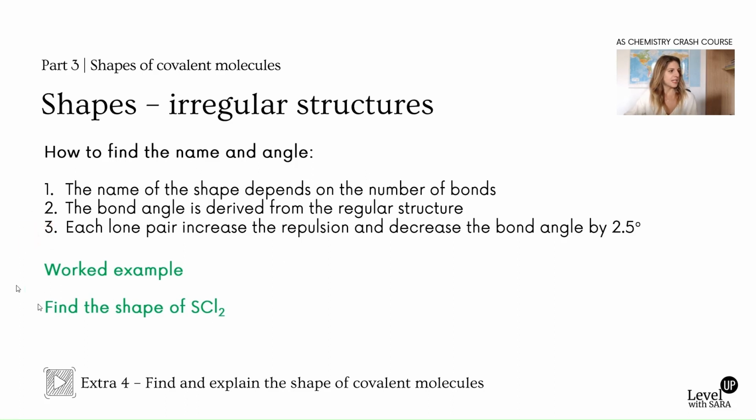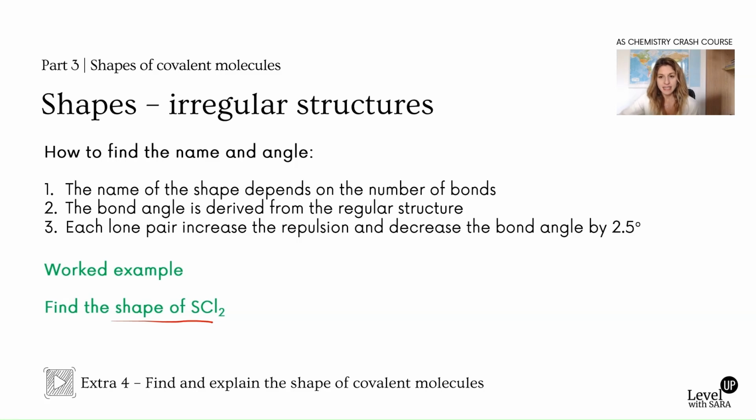Let's do this example together. If you want to give it a go, do that. Otherwise, we'll do it together. If we need to find the shape, I need to know how many electrons are present. And I think the best way is always to get the dot and cross diagram. You can do that, or you can count the total number of electrons. That's also okay. So there are always two ways.